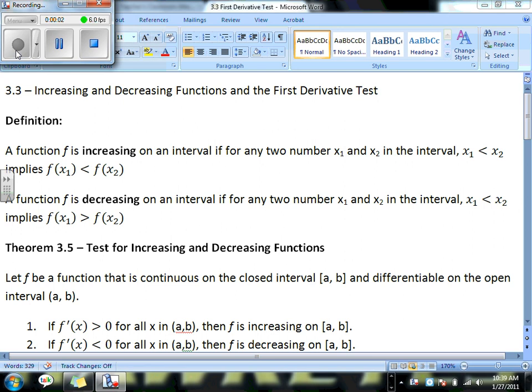Section 3.3, increasing and decreasing functions, and the first derivative test. First of all, this gives you a formal definition of what it means to be an increasing function or a decreasing function. Basically, if we have a positive slope or we're increasing, this definition is saying my y value here is less than my y value here. Obviously it's increasing. This function is getting bigger and bigger.